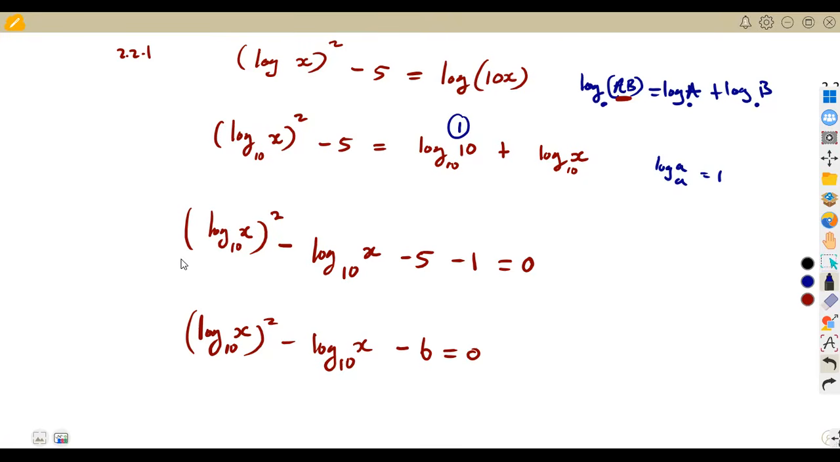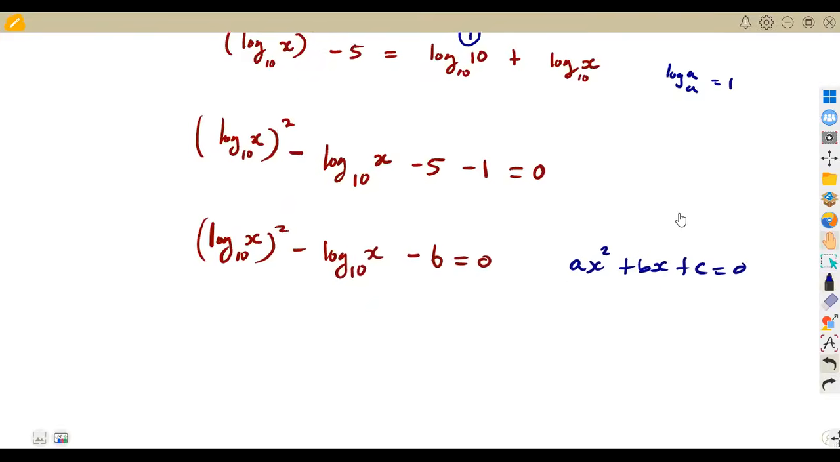Even though it's given in a log, it's just a quadratic. Remember your quadratic equation, ax squared plus bx plus c is equal to 0. This is what we have: this one raised to the exponent of 2, and we've got log of x and so forth. So if you understand that, you can even factorize.